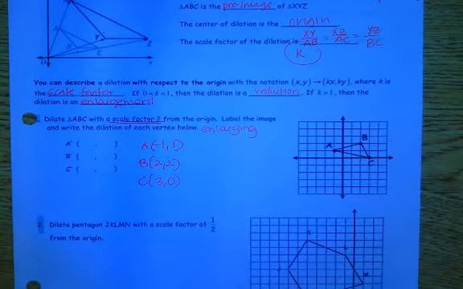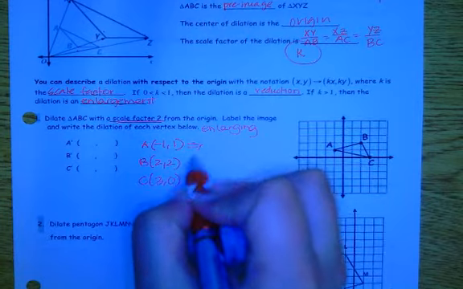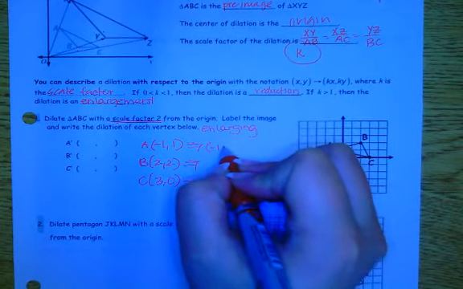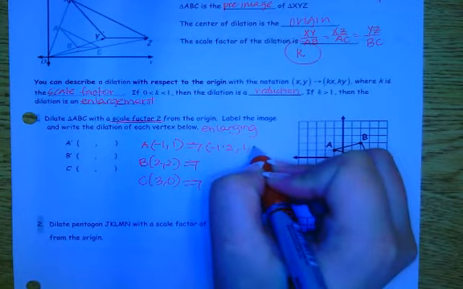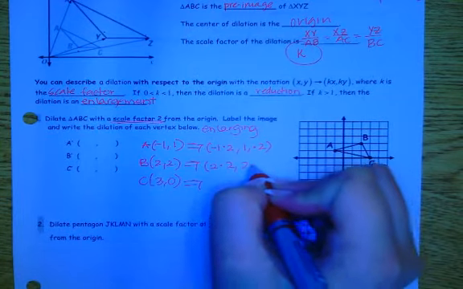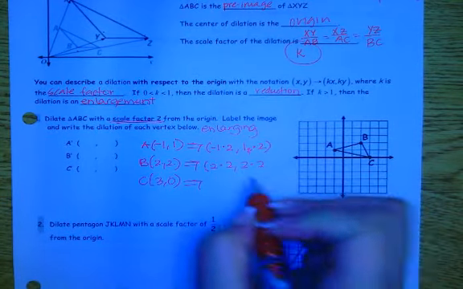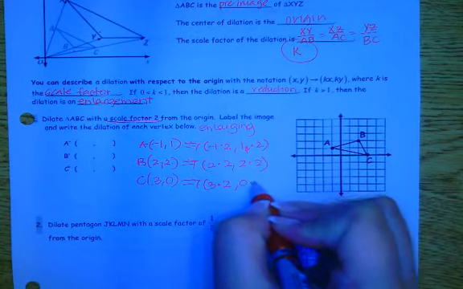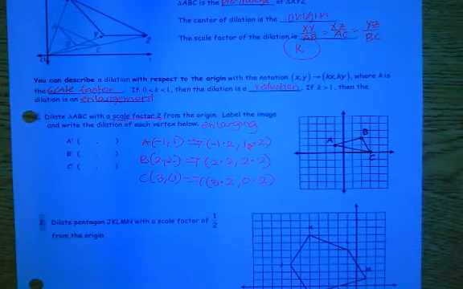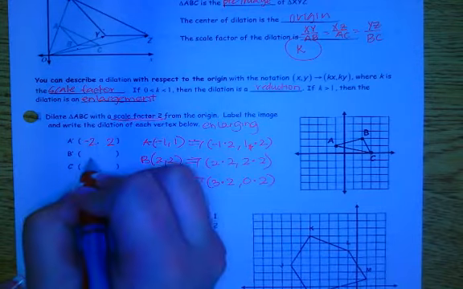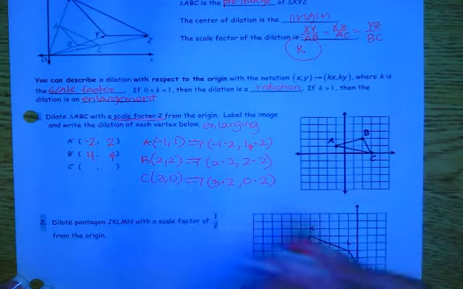Okay, now I need to take each of my x's and y's and multiply them by 2. So I have negative 1 times 2, 1 times 2, 2 times 2, 2 times 2, 3 times 2, 0 times 2. So what would be my new figure for A? Negative 2, 2. For B? 4, 4. And C? 6, 0.